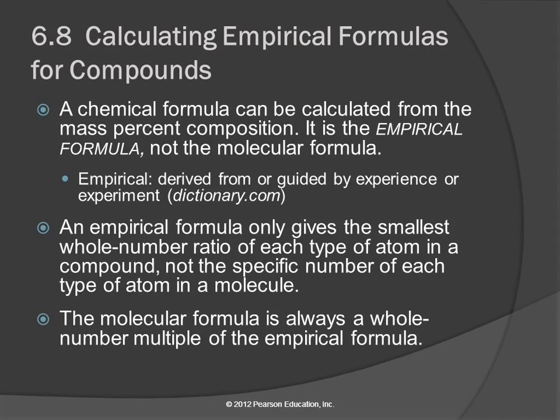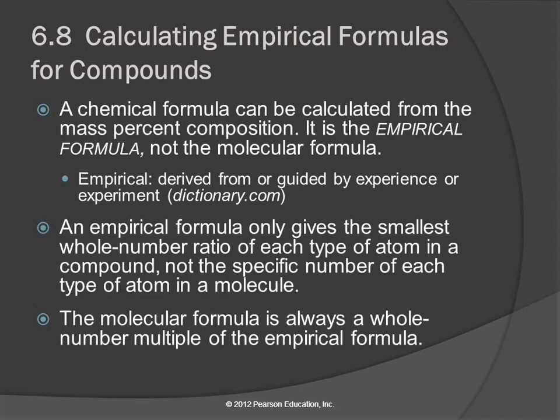So we were talking about chemical formulas and that there are different kinds of chemical formulas. And we're going to learn how we can calculate an empirical formula for a compound. And in lab today, we're actually going to do an experiment where we get data that allows us to calculate an empirical formula. So empirical means derived from or guided by experience or experiment. So this is not really a theoretical thing. This is okay, we weighed this and we weighed this and we're going to figure out what the formula is.